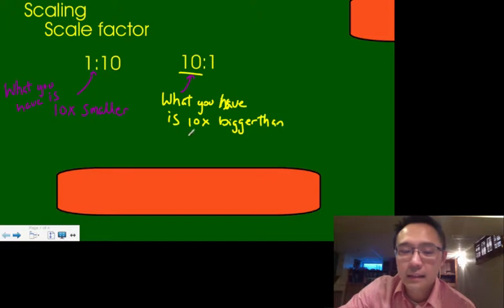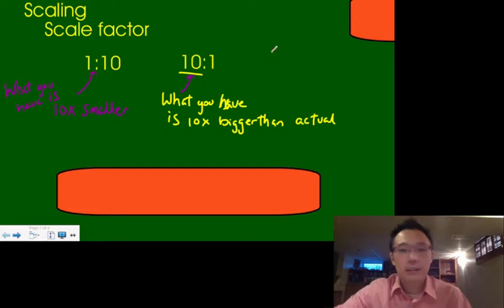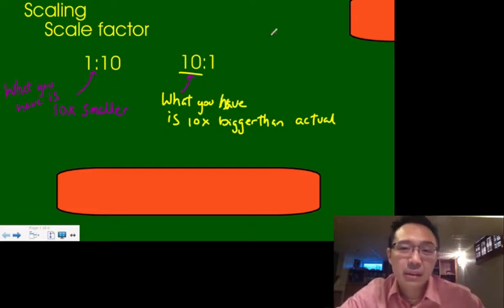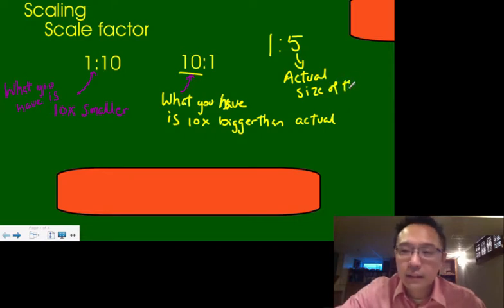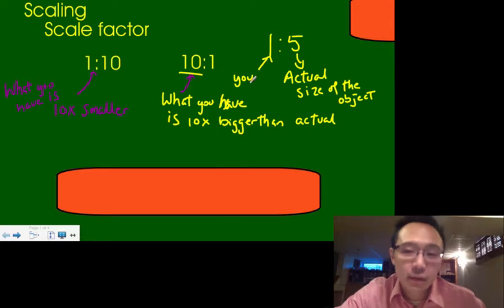So how to get this and not be confused by it? I always try to think about the scale factor ratio this way: the first number is always about you and your image and your model, and the second number is always about the actual or the original size of the object. So just to be a little bit narcissistic, you're going to think about the first number as you and your image and your diagram.